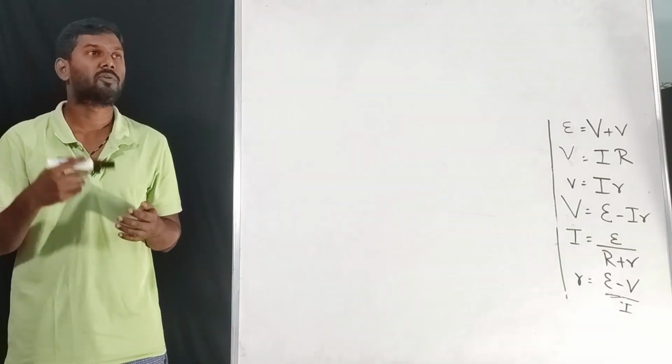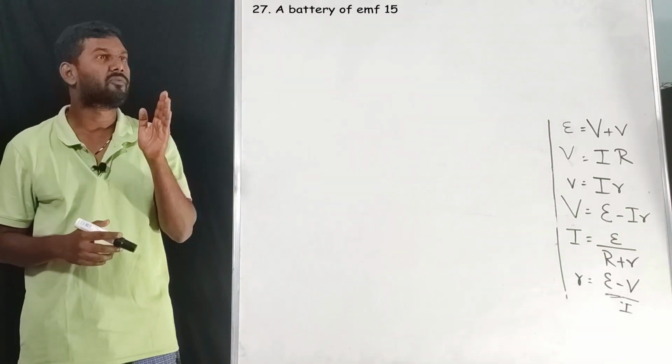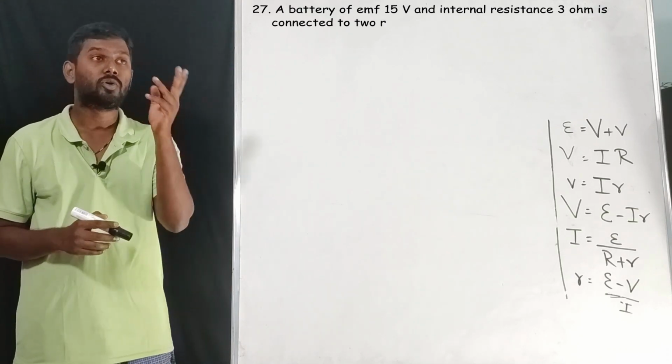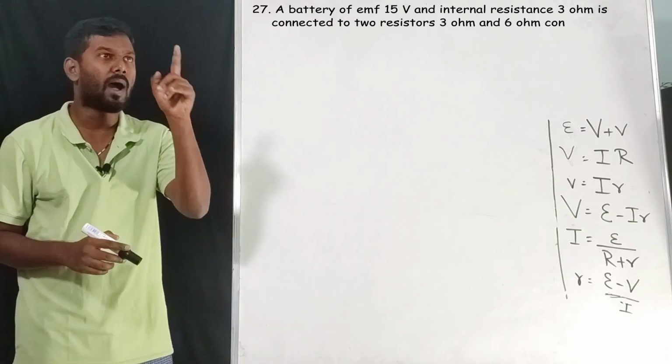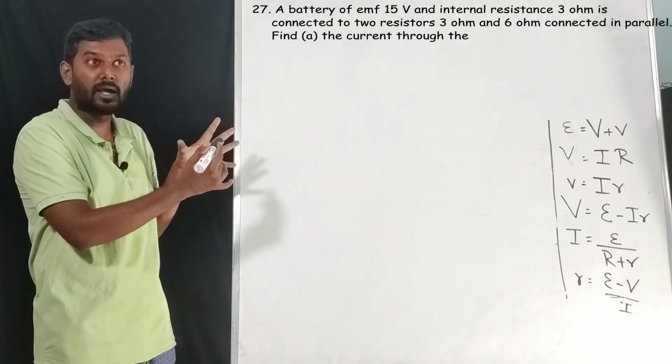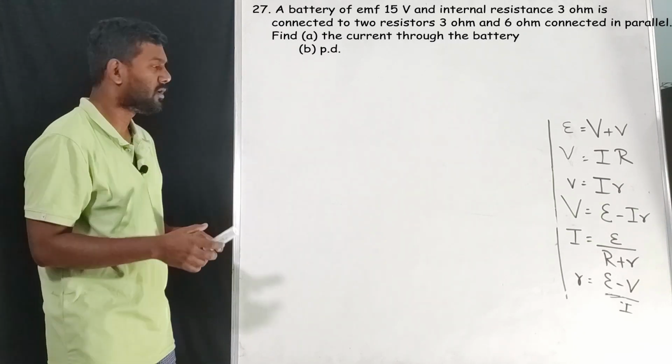That's it. Question number 27. A battery of EMF 15 volts and internal resistance 3 ohm is connected with two resistors of 3 ohm and 6 ohm connected in parallel. Find, okay, first we'll write the diagram, then we'll go for the sub questions.